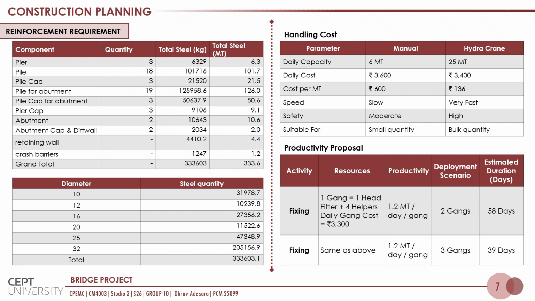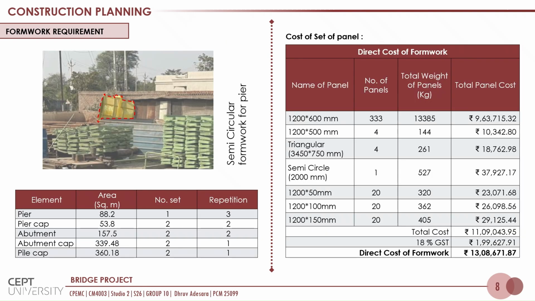As another aspect of this, formwork planning, the total formwork requirement was determined by the area, distributed among the standard plates and some customized plates. However, the pier has special formwork, which is shown in the figure. As for the inventory, we have 2 sets of each type of formwork, therefore the repetition cycle is shown below. Based on the numbers and the weights of the panels, the cost of one set has been determined, which comes up to 13 lakh, inclusive of 18% GST.